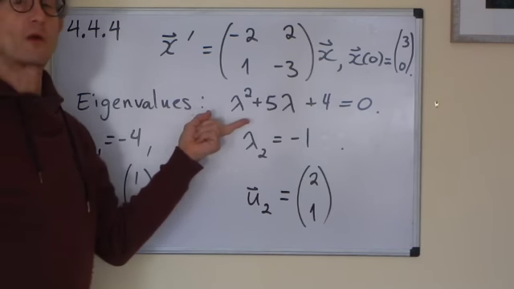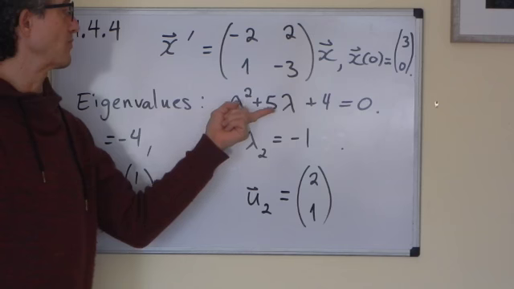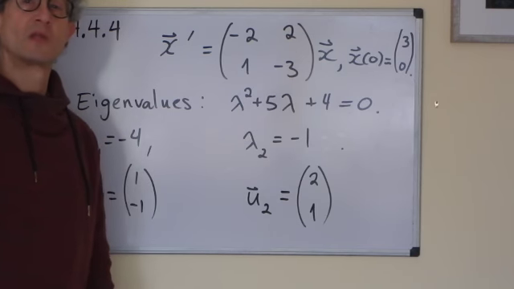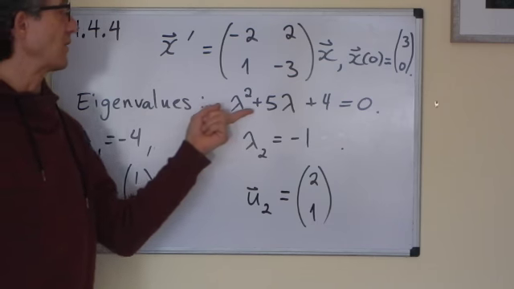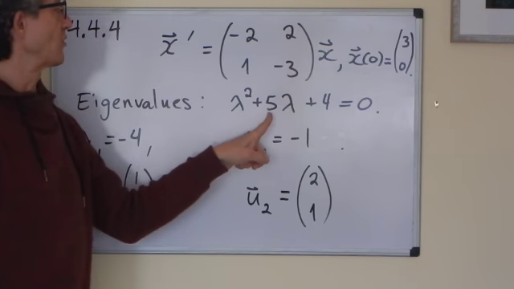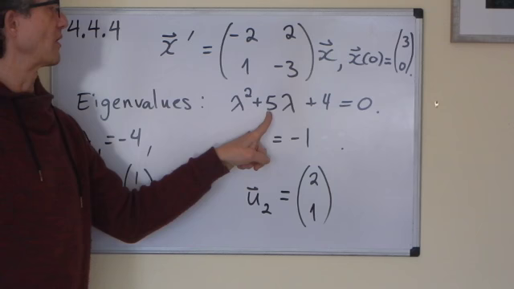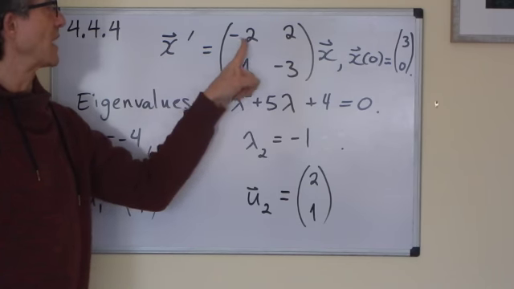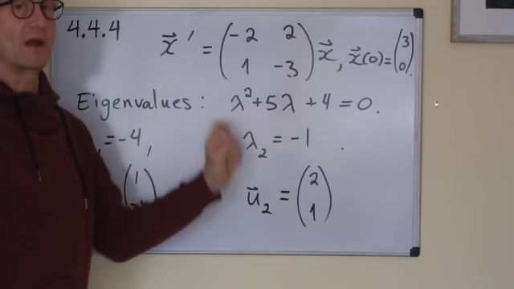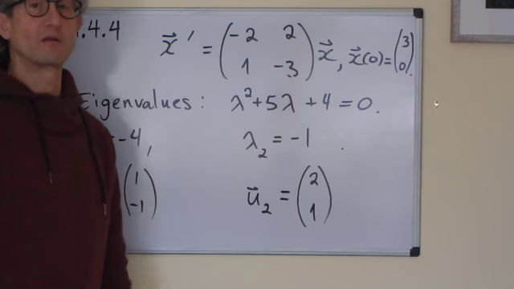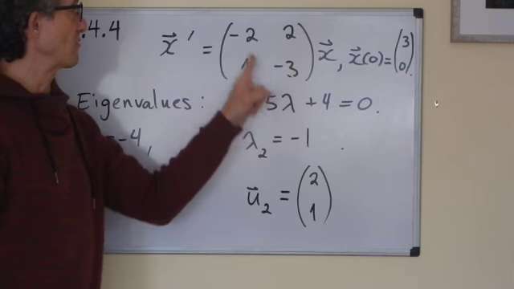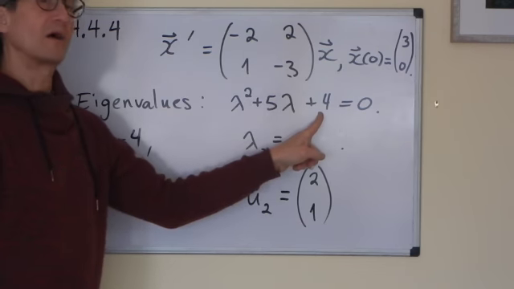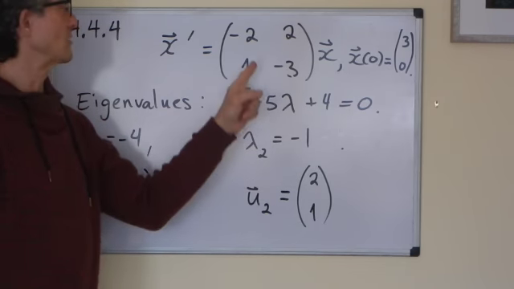The characteristic polynomial is this, lambda squared plus 5 lambda plus 4. And for 2 by 2 systems, it's actually fairly easy to write down this polynomial. The coefficient in front of the linear term is minus the sum of the diagonal entries. The sum of the diagonal entries is called the trace, and this is minus that sum. And the constant term is the determinant here.